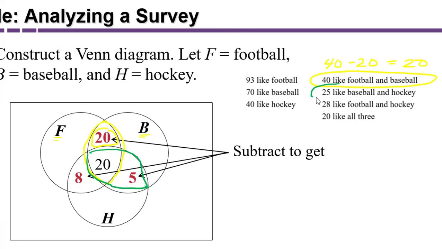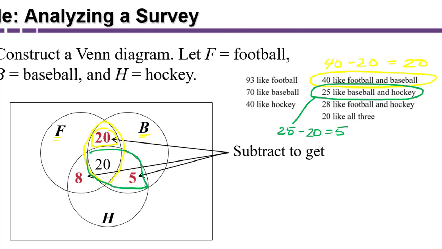Similarly, to get this football-shaped region, which is the overlap between baseball and hockey, we're going to use this fact that 25 like baseball and hockey. So we're going to take the 25 who like baseball and hockey and subtract off that center piece, the 20 that like all 3, to see that only 5 just like baseball and hockey but not football.